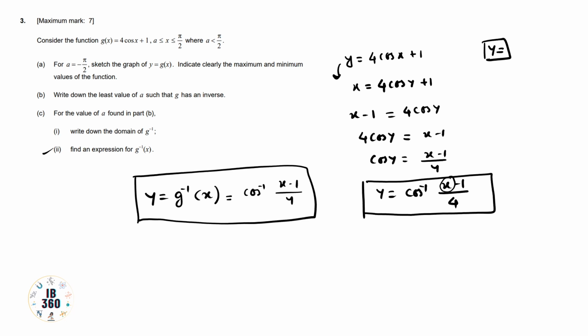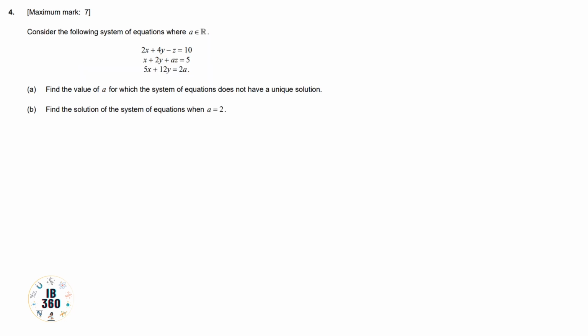Now we will move towards the next question: consider the following system of equations where A belongs to R. The first problem is to find the value of A for which the system of equations does not have a unique solution. We will do this by row reduction of the matrix. Before writing down the matrix, I am moving the first equation to a different position. You will understand why when I do this problem.